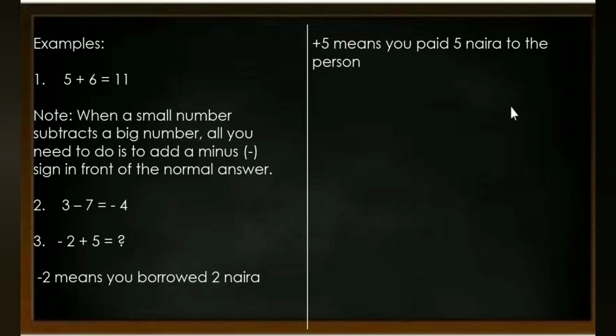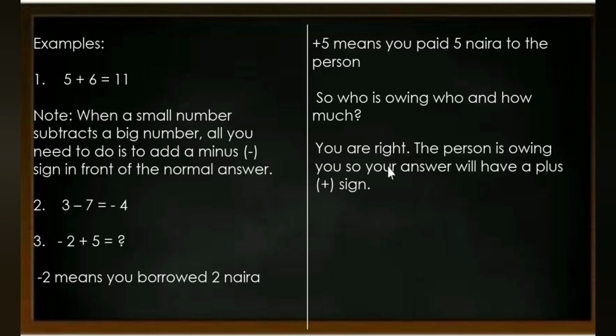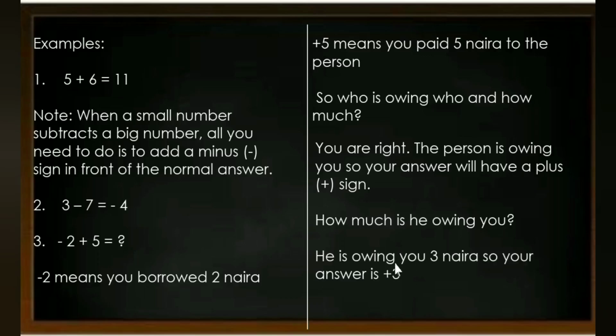So, who is owing who and how much? You borrowed 2 naira from someone and you paid 5 naira to the same person. Who is owing who right now? Your guess is as good as mine. You are right. The person is owing you. So your answer will have a plus sign in front of it. The next question now is this: how much is he owing you? He's owing you 3 naira, right? So he's owing you 3 naira. Your answer is plus 3.